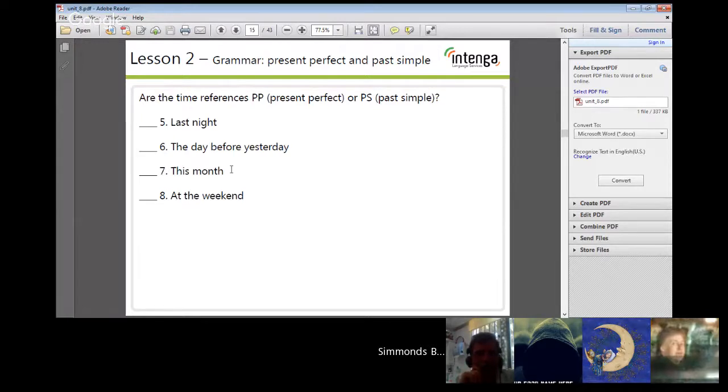Exactly. Thanks, Carmen. And then at the weekend. Present perfect. Does anyone have any other opinions? At the weekend. Present simple. So past simple here. I think it can be both, depending on the context. At the weekend, I did this. I went somewhere, so it's past simple. I have been studying, or I have studied at the weekend, depending if it's a recent action or not. So I would say both. All right. Any questions about that one? Does anyone disagree with me?